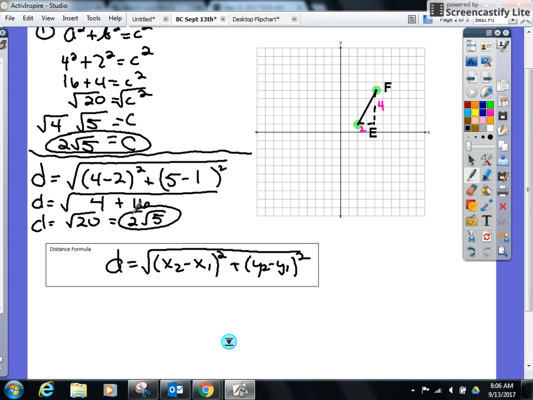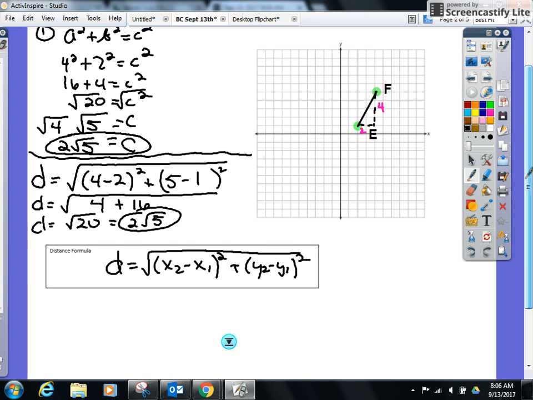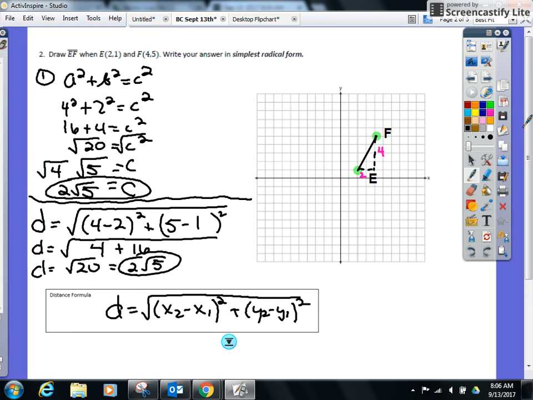Okay, distance formula can be used for anything. Go ahead, Julia. So are there any situations where you can't use Pythagorean theorem and you have to use the distance formula? No, but like I said, if you use decimals, like here, when I went from 2 to 4, I went 2 units, right? When I went from 1 to 5, I went 4 units. So even if it were decimals, you could still get away using Pythagorean theorem.